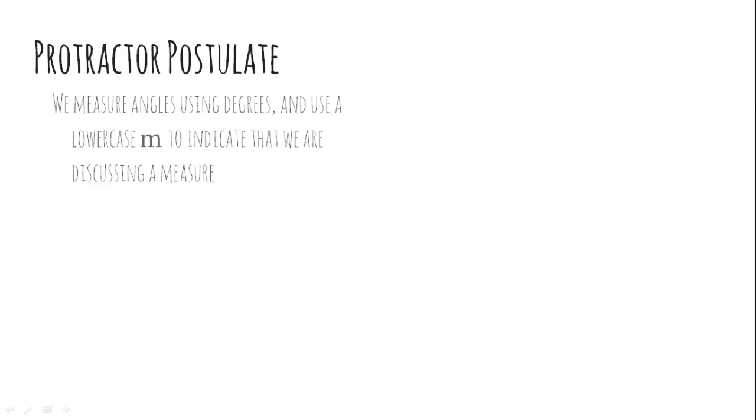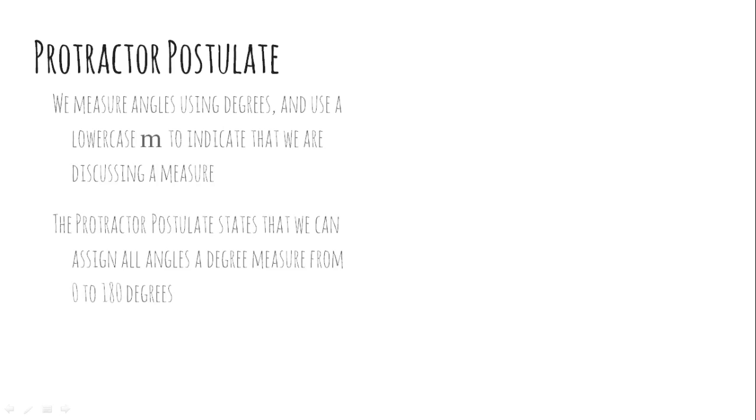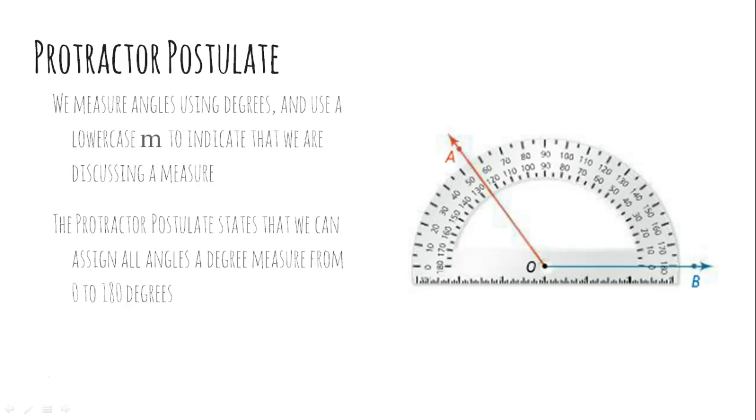So just like we had the ruler postulate, and how we felt it was kind of a silly thing to have to state, we have the protractor postulate with angles. We measure angles using degrees, and we use a lowercase m to indicate that we're discussing a measure rather than simply discussing an angle. And the protractor postulate says we can measure angles, just like the ruler postulate says that we can have measures for segments, and we measure everything between 0 and 180 degrees, as you can see on that protractor here.